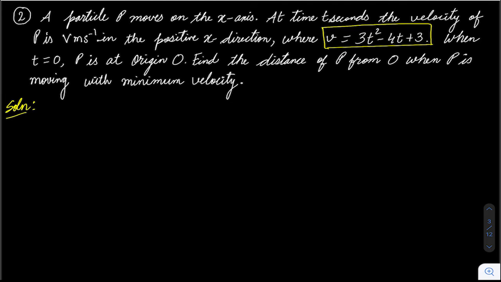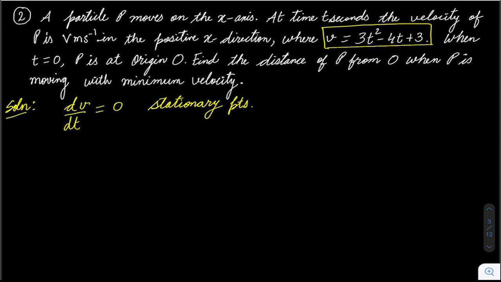So how do we find velocity to be minimum? In calculus you have learned that wherever dv by dt is 0, it gives us stationary points, right? At stationary points we can have a local minima or a local maxima. So basically first we have to find where dv by dt is 0. So let's calculate dv by dt.